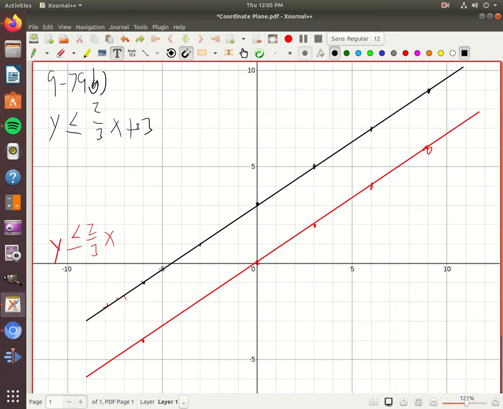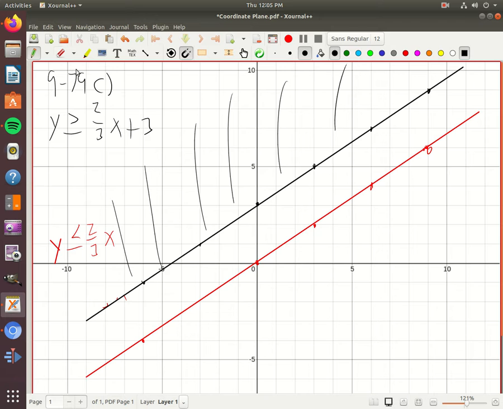And finally, C is asking us to change this one. So C is telling us that this is greater than or equal to, and this is less than or equal to. So this one will be like this, and this one will be like this. And on this one, I want to be very clear here. There is no solution. This is only true for black, not red. This is true for neither. This is only true for red. So there's no solution that works on C. At that, I think we're done.